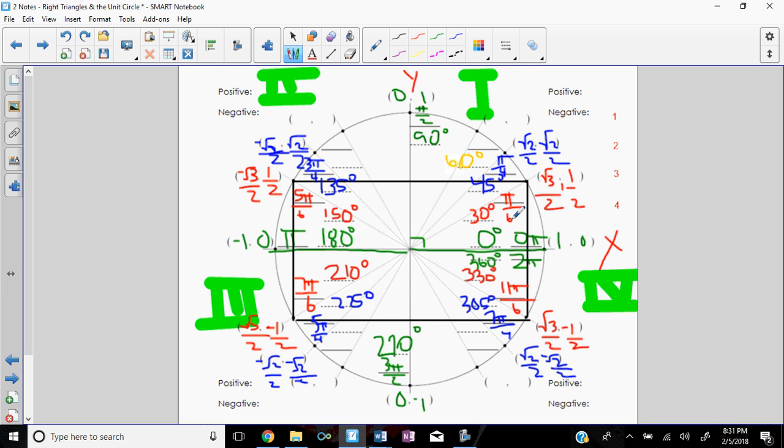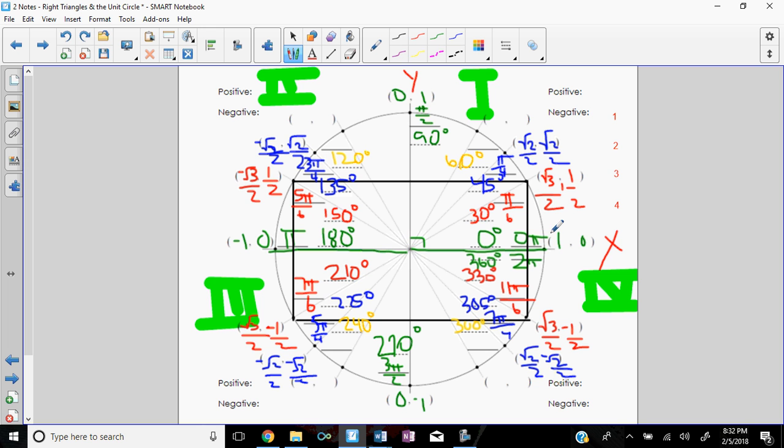And so if I think about it, 60 plus 60 plus 60 is going to give me 180. So this angle is actually going to be 120 degrees. And then if I add 60, I'm at 180. If I add 60 again, I'm at 240. This is a 240-degree angle. If I add 60, I'm at 300. And then if I add 60 again, I'm all the way around the circle.